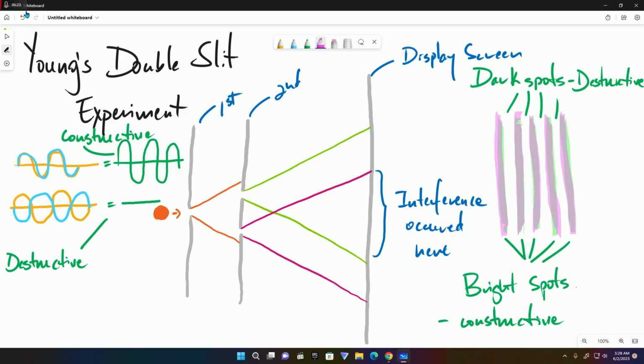Now, an interesting thing happened as well. In this area, interference did occur. But if you think about it, right in the middle of this region of interference, you would have the brightest possible interference pattern being produced. But when you move away from this very bright spot, it gets less and less noticeable.